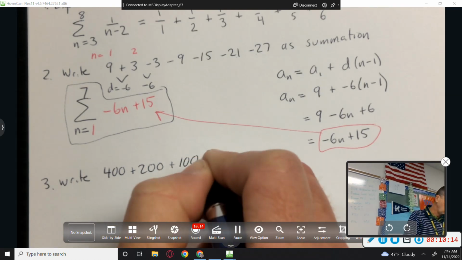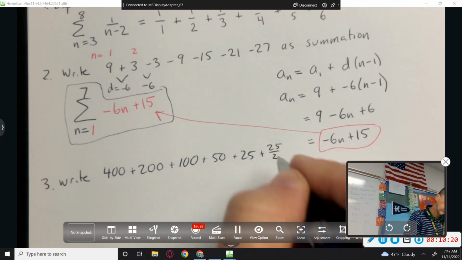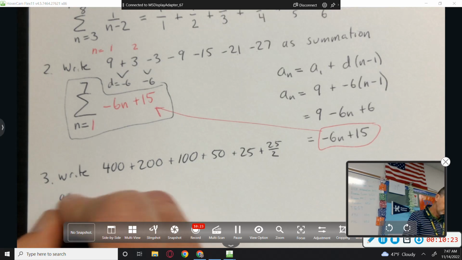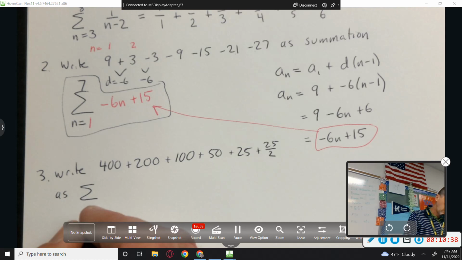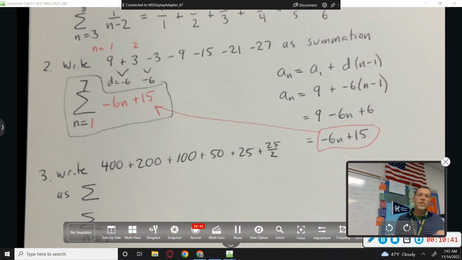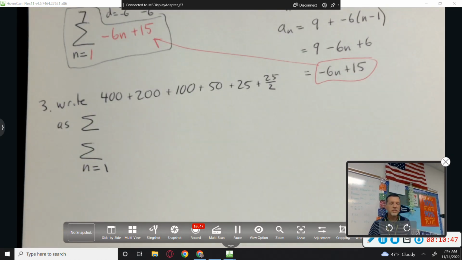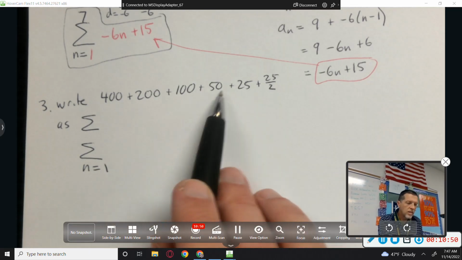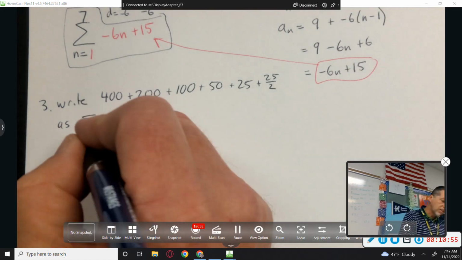Let's do another one where we work backwards. That's right. 400 plus 200 plus 100 plus 50 plus 25 plus 25 over 2 as a summation. Sum from n equals 1 to how many? Where do you want to stop? What's the last term number? 6. So we'll go from 1 to 6.